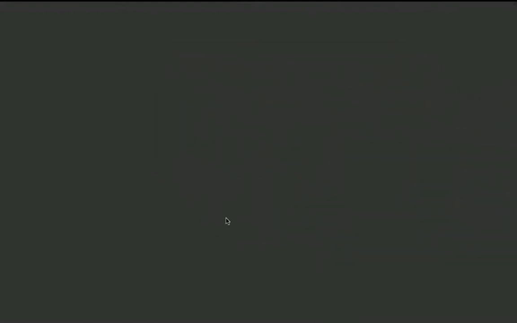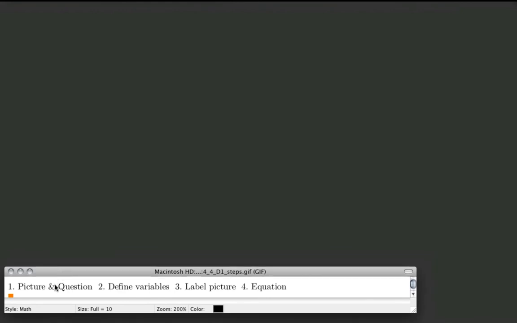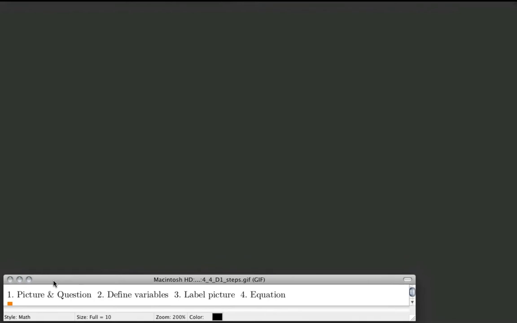To help us fight through the geometry questions and algebra questions, we'll try and keep these 4 steps in mind. Draw a picture and make sure you know what the question is, in other words, what function are you aiming for. Be sure to define your variables, label your picture, and then use an equation to help you form your function. Alright, example 1.